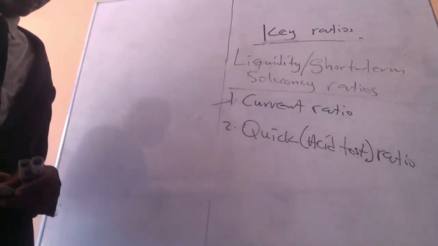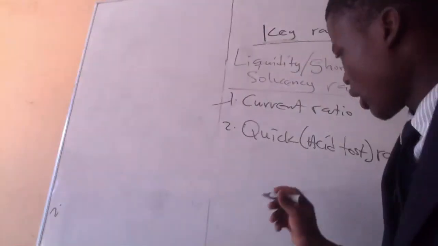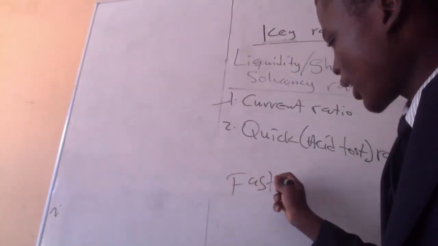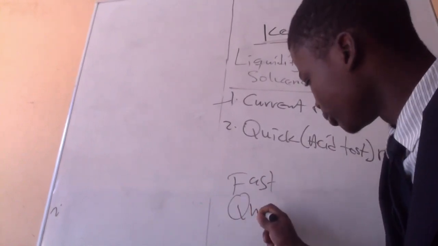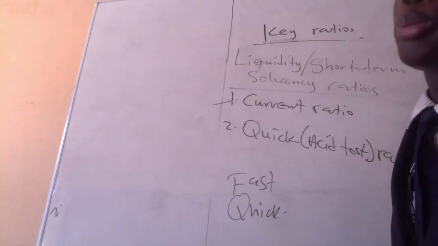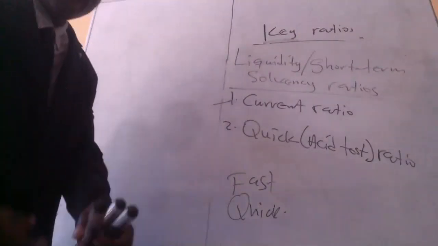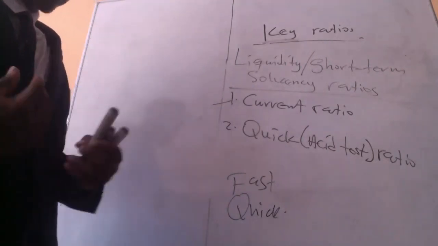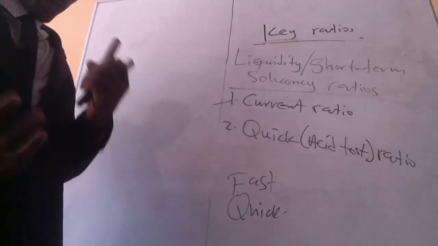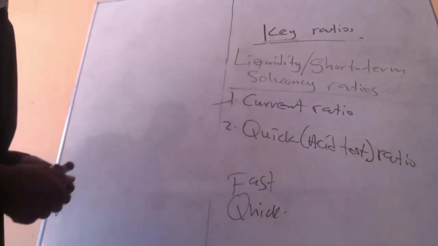What is this about? Quick. Here, how fast can you pay your current liability, or how quick can you pay your current liabilities? That's all with your available current asset. So basically, if there's any item that will slow you down or prevent you from paying your current liabilities quickly, what do we do? Take them off.